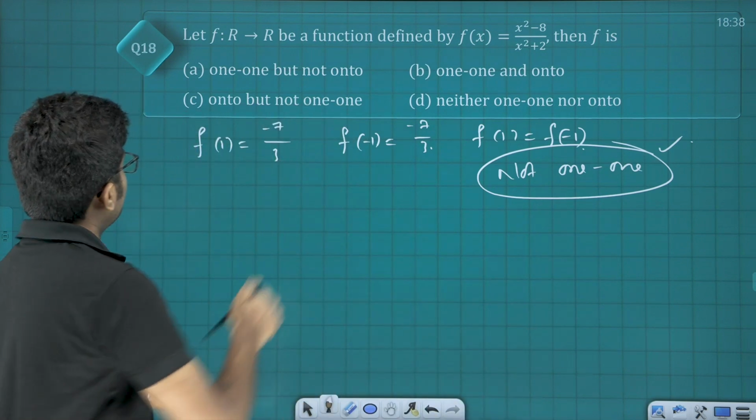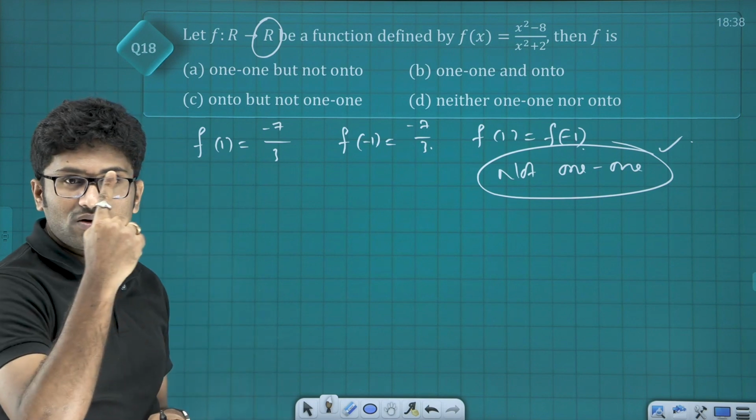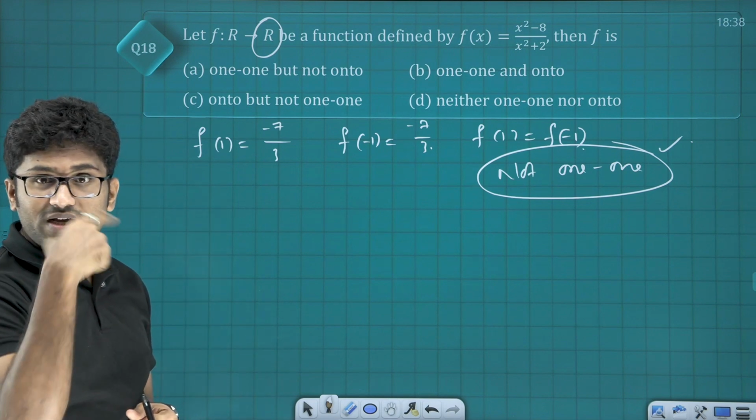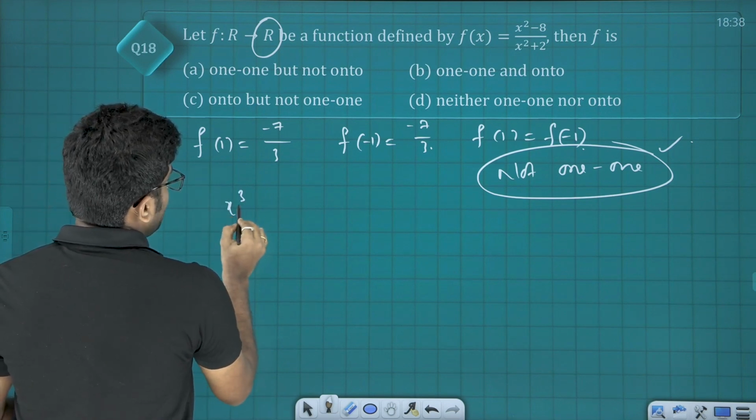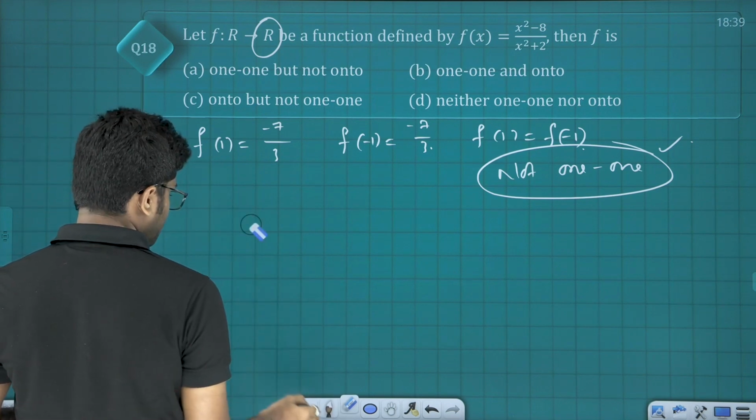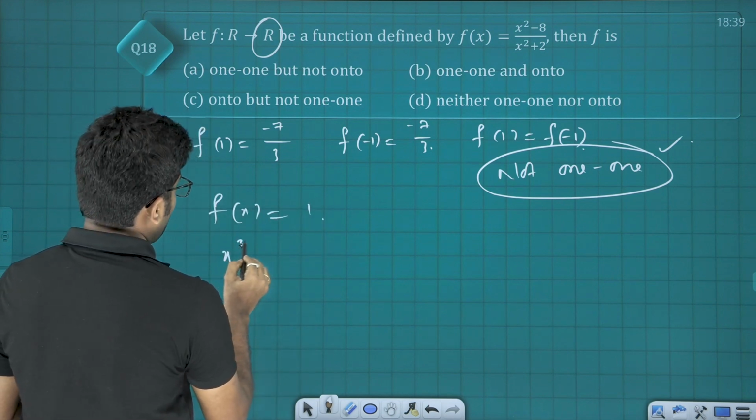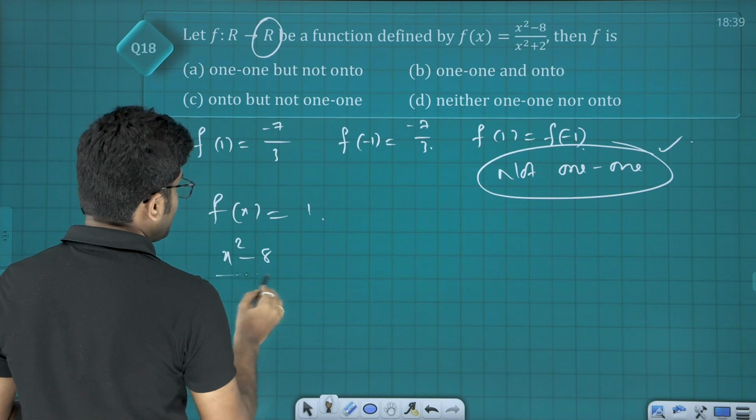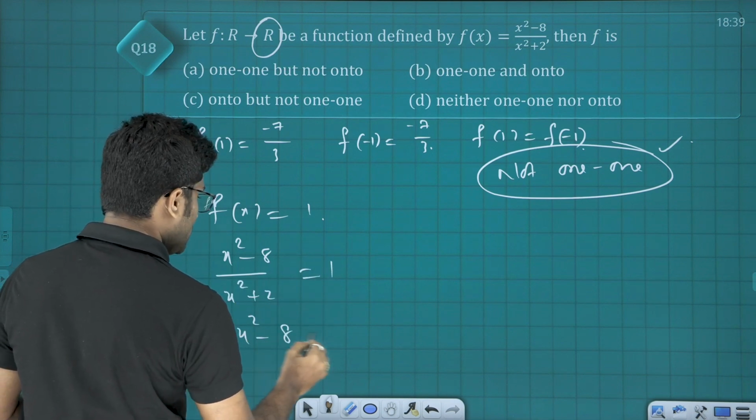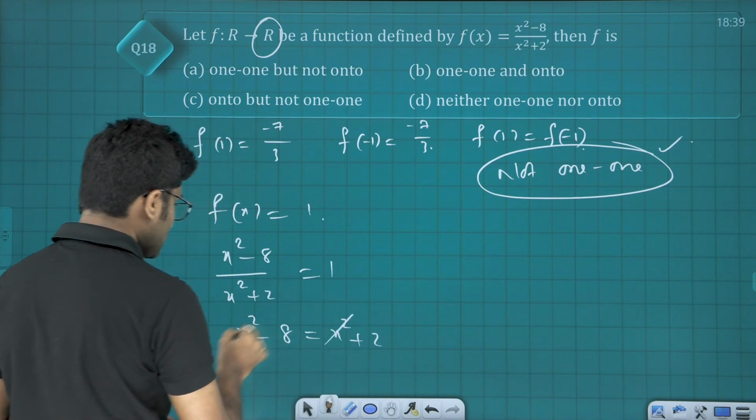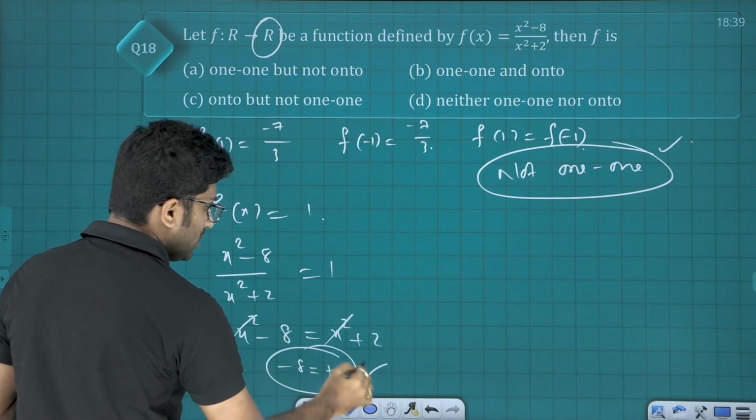Let's check onto. They have given the codomain as capital R, no? Let's see whether the element 1 can be found in the range or not. If f of x is equal to 1, that means (x square minus 8) divided by (x square plus 2) is equal to 1. x square minus 8 is equal to x square plus 2. x square gets cancelled. Minus 8 is equal to 2. Is this possible? It can never be possible.